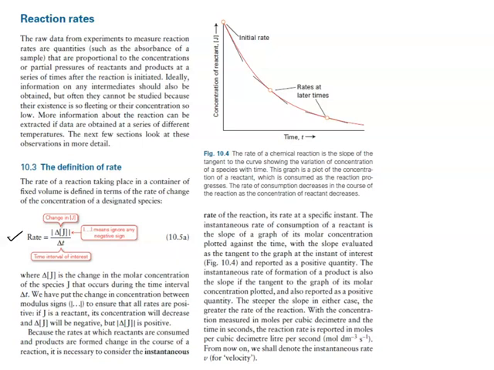The instantaneous rate of formation of a product is also the slope of the tangent to the graph of its molar concentration plotted, and also reported as a positive quantity. The steeper the slope in either case, the greater the rate of reaction. With the concentration measured in moles per cubic decimeter and time in seconds, the reaction rate is reported in moles per cubic decimeter (liter) per second. From now on, we shall denote the instantaneous rate as V for velocity.